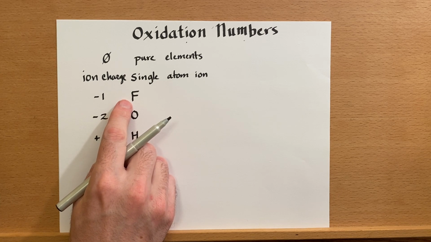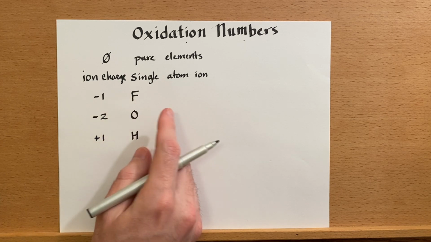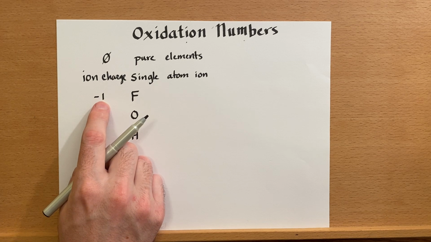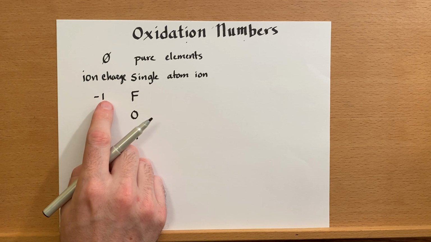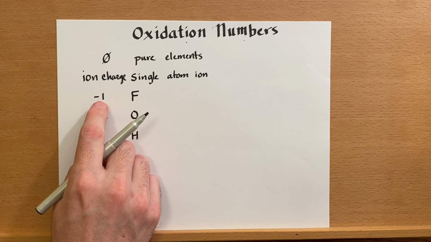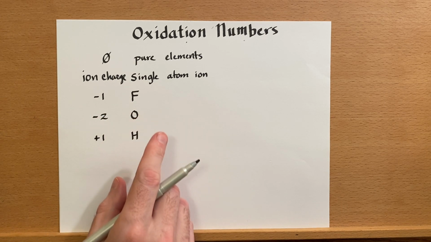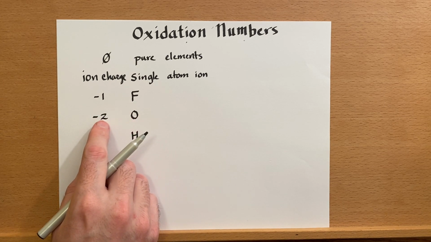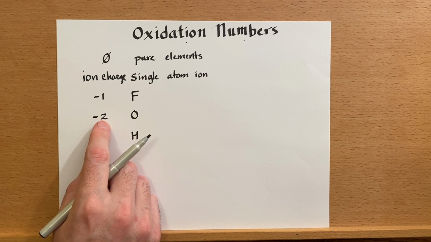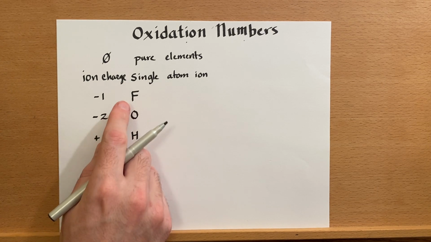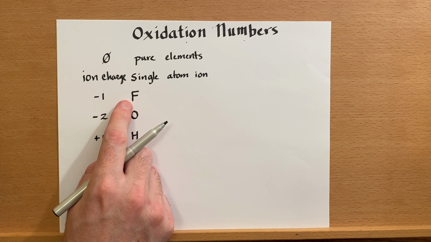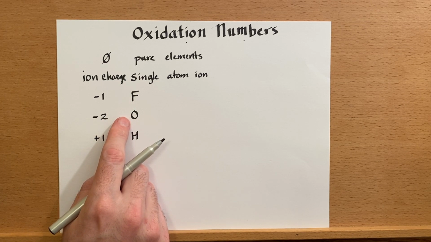Anytime we have a fluorine in the sample or in a compound, its oxidation number will be -1. Fluorine is the most electronegative element and it wins in that tug of war, so it's always -1. Now, oxygen is almost always -2. There are a few exceptions to that rule, and that would be when it is bonded to a fluorine, it may have a different oxidation number.